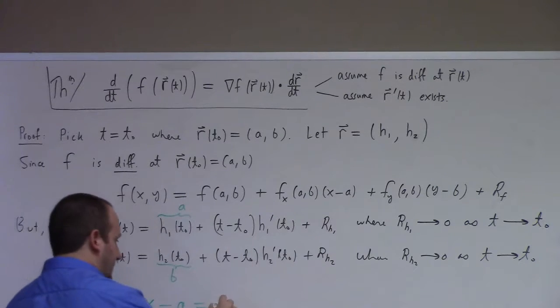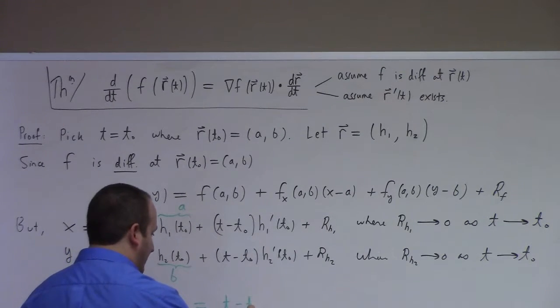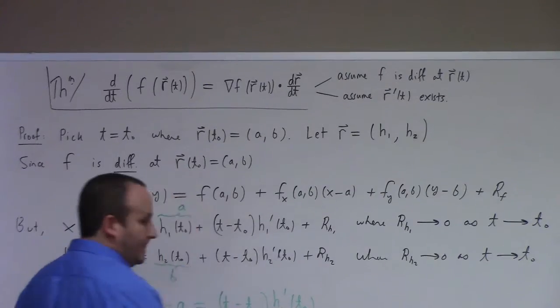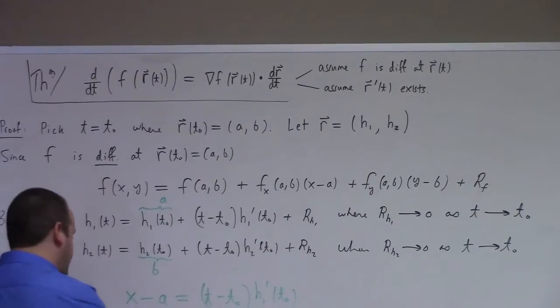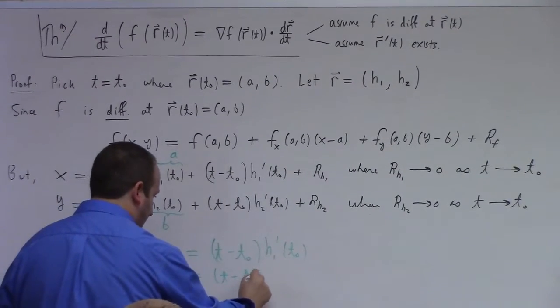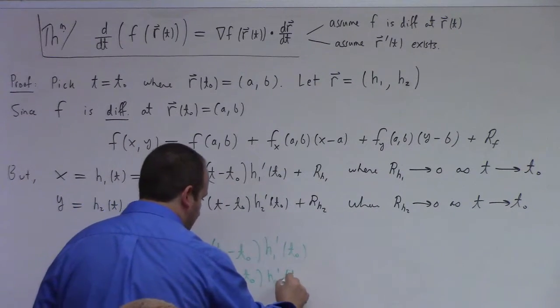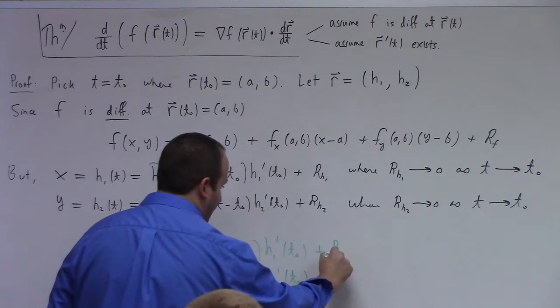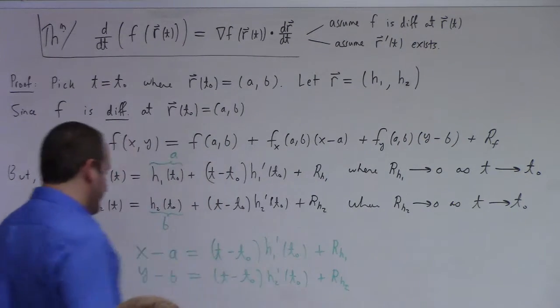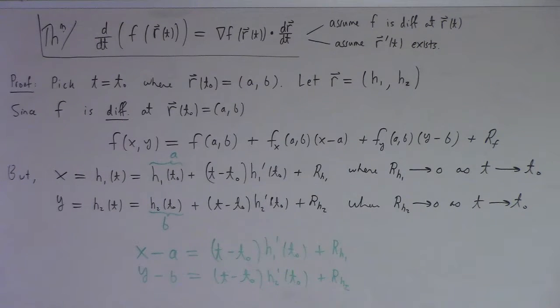X minus A is t minus t naught times h1 prime of t naught, right? Y minus B is t minus t naught times h2 prime of t naught. Oh, okay, fine, plus the remainder term. Plus the remainder term. I could throw away the remainder terms and just write approximately, you know?